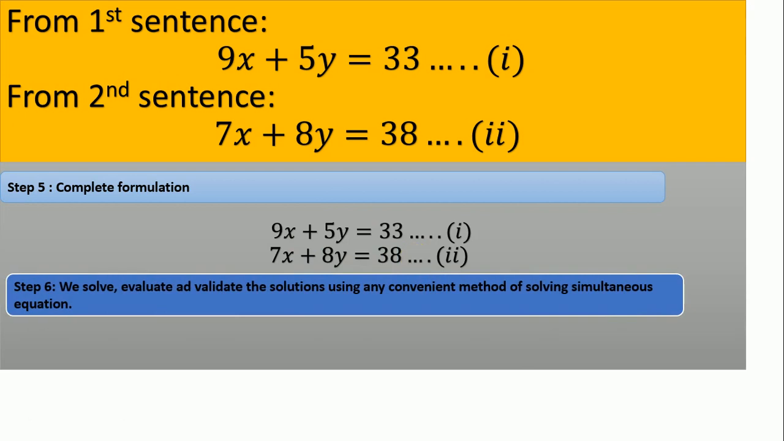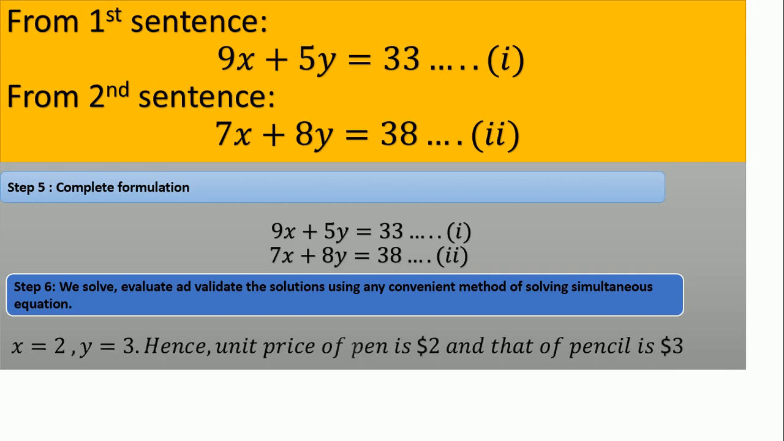Using either the elimination or substitution method, when you solve this simultaneous equation, you have the solution: x equals 2, y equals 3. Now you need to evaluate. You can observe that the unit price of pen is 2 because x represents the unit price of pen, and the unit price of pencil is 3 since y represents the unit price of pencil.